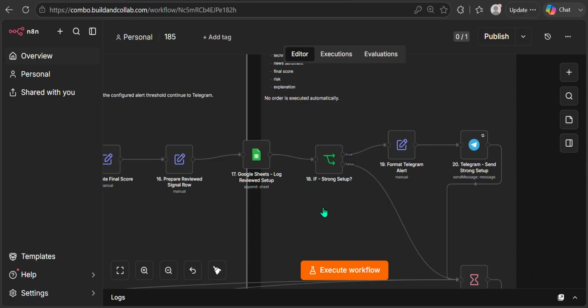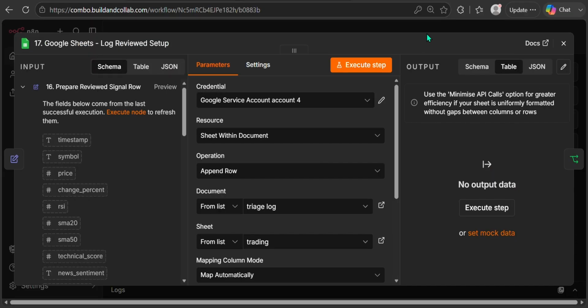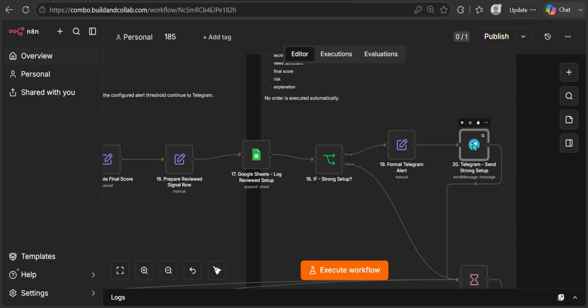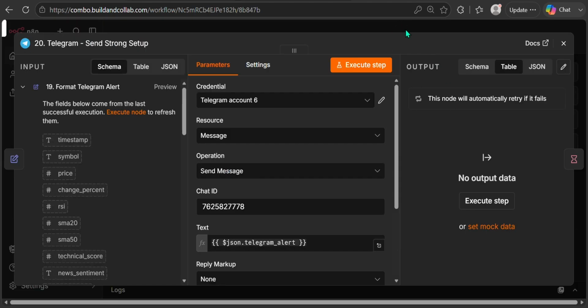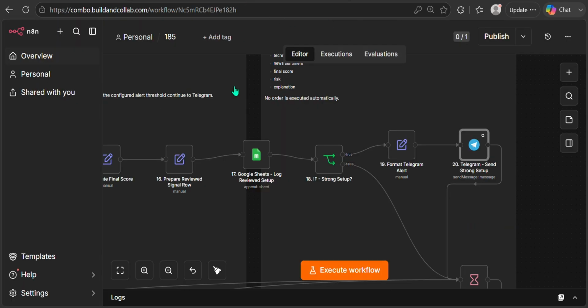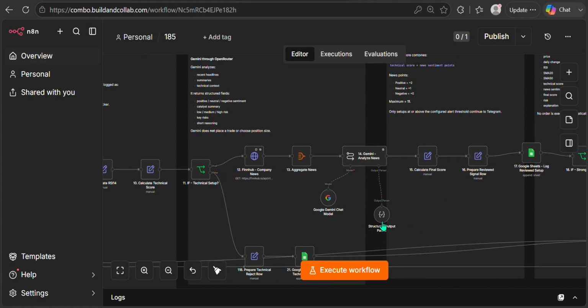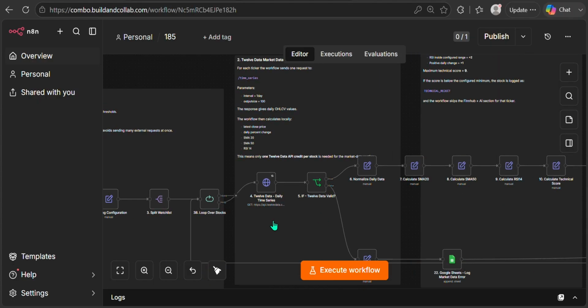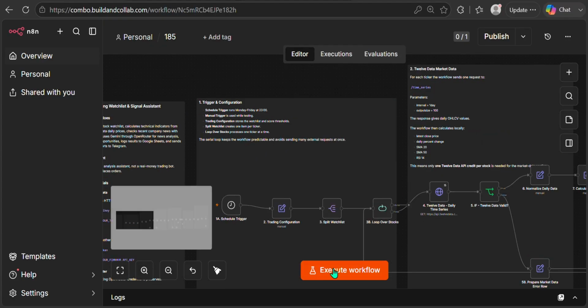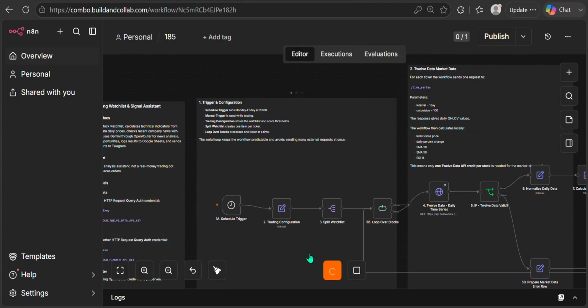Every reviewed stock is saved in Google Sheets. This creates a trading research journal that I can evaluate later. And if the final score is strong enough, the workflow formats a report and sends it directly to Telegram. Now, let's actually test the workflow. I'm going to run it manually.